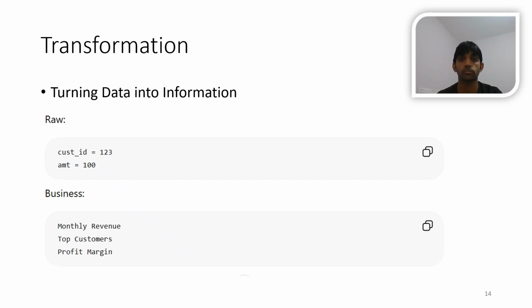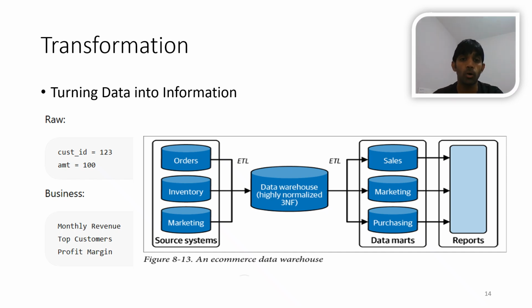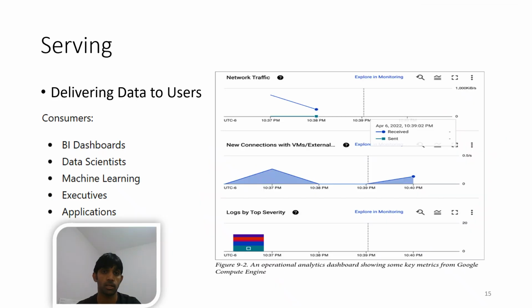So now if we go to the orders, inventory, and marketing source systems, and then it is transformed, it can be shown as sales, marketing, and purchasing data marts. So that's where the transformation can be.